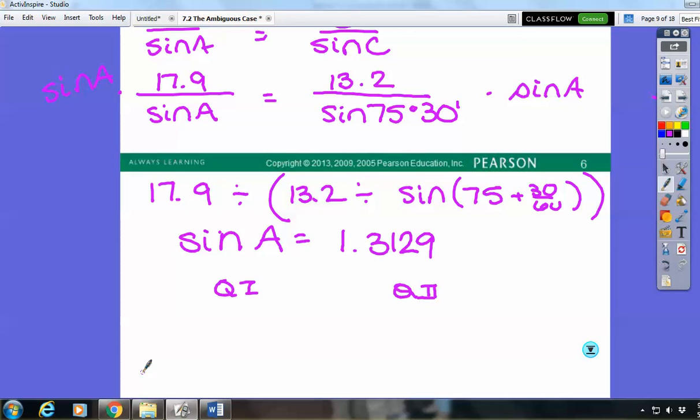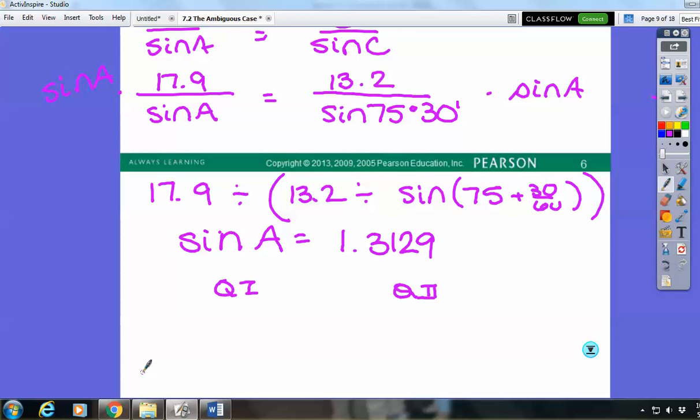What do you get? Error. Why? What values can sine equal? What kind of numbers do you get? Something less than 1, right? Between -1 and +1. Think about your unit circle.